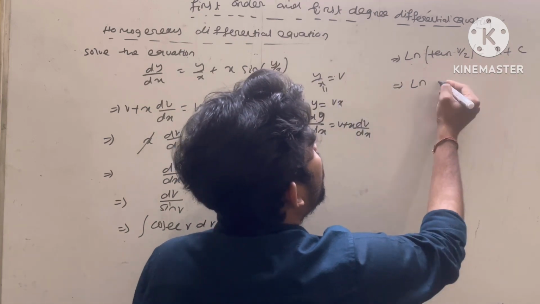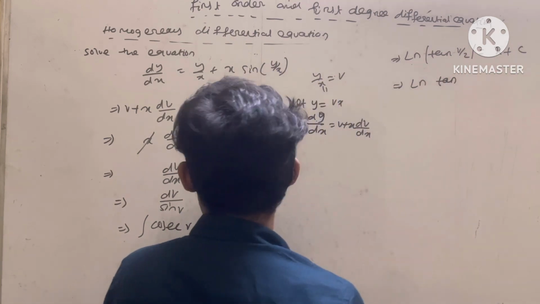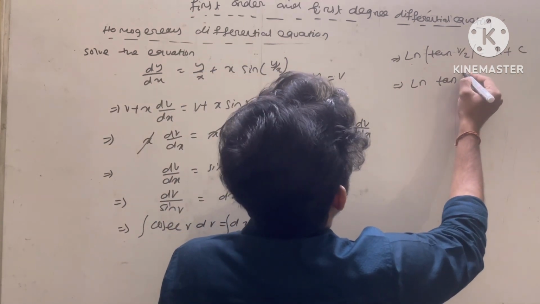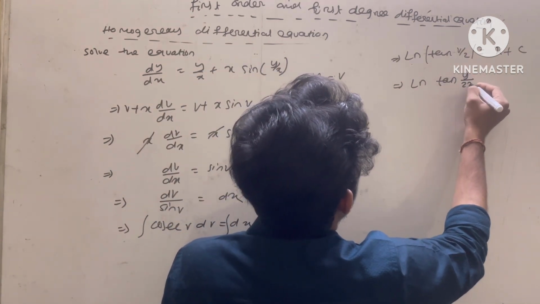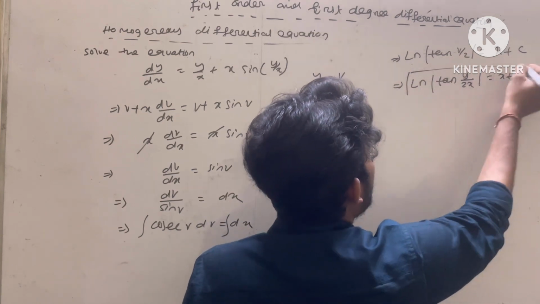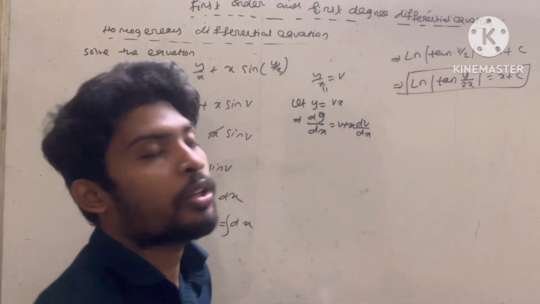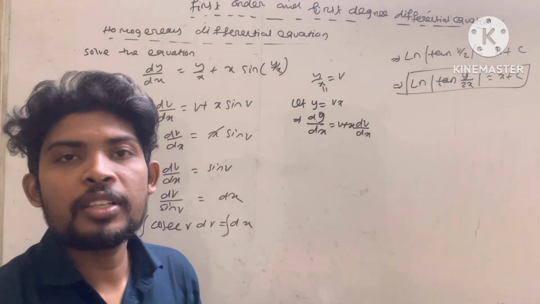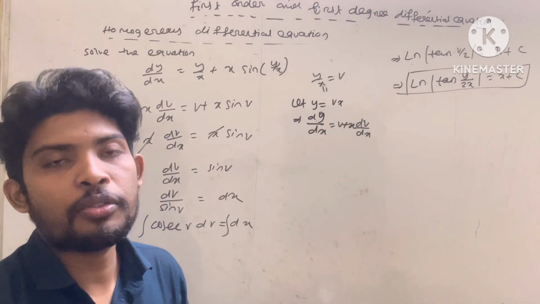So this is tan of v by 2, where v is y by x. So this is tan(y/2x) = cx. So this is the required solution. Now you have to take two examples of homogeneous differential equations and solve them.